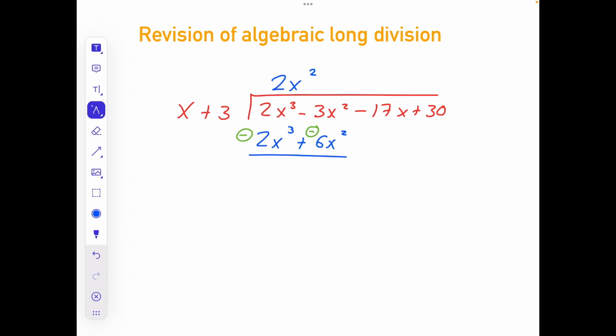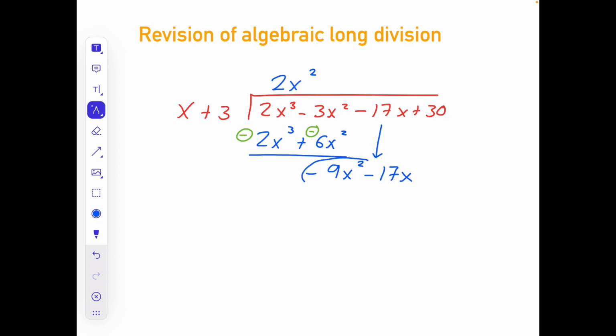Now I'll fill in this next line. So we've got 2x cubed minus 2x cubed, they'll cancel out. Then we've minus 3x squared minus 6x squared, which is going to give me minus 9x squared. That minus 9x squared is on its own, so we're going to bring down the next term, which is minus 17x.